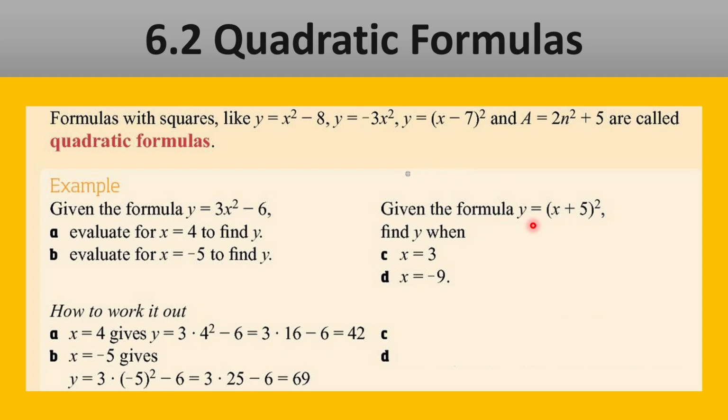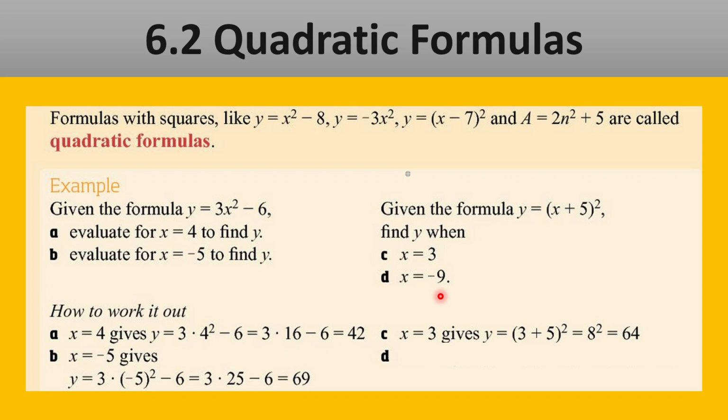Given the formula y equals x plus 5 squared, and then fill in those numbers, just do the same. Copy this thing, change the x into what they give you. So x is 3 means change this x into, you guessed it, 3, which gives me 3 plus 5 squared. First do 3 plus 5, it's inside of brackets, and then calculate it. 8 squared is 64.